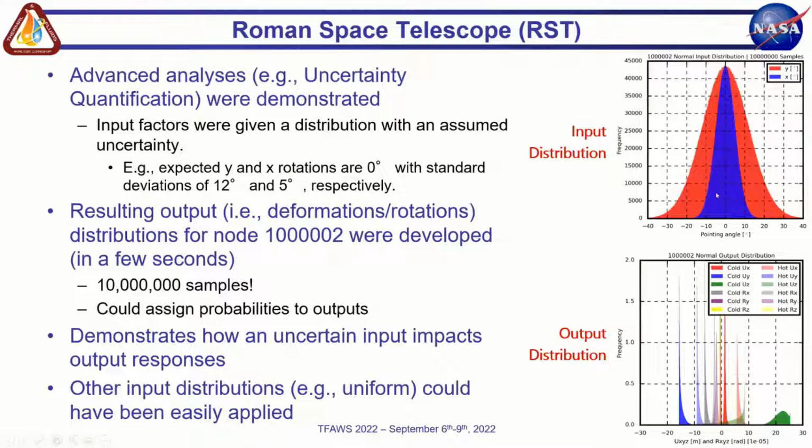We sampled from each of these distributions, and we essentially threw 10 million samples at this to generate these output distributions. So basically what this says is that if our pointing angle, X and Y pointing angle distributions were of this shape, these are the output distributions that we'd expect for both X, Y, and Z deformations and rotations. So you can start to see some of the new capabilities that you would be able to get with thermal structural reduced order modeling. This is something that's probably not been done, but certainly something of value. Now you can assign probabilities to given deformations or outputs of interest.